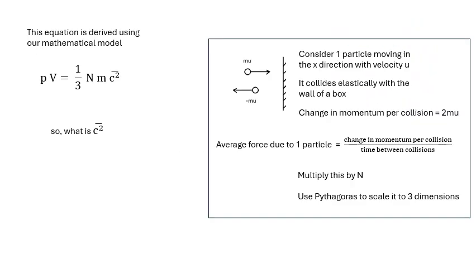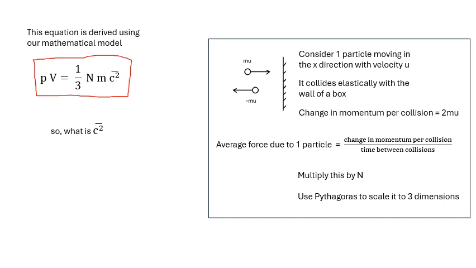Now, using kinetic theory, we can come up with this equation here, which is PV equals a third N m c squared bar. Do you need to be able to derive that? Well, the specification says that you don't. However, I've done a little summary of the derivation because there may be little bits of it that you might be asked about.